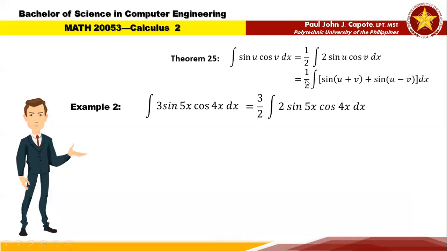So why is it 3 halves? Because applying the theorem, we already have a multiplier, 1 half. And then we will apply the integral of the product. So this constant 3, multiply natin sa 1 half. And so we have 3 halves times the integral of 2 sine 5x cosine 4x dx. And then we will apply theorem 25 to evaluate the integrand. And so we have 3 halves times the integral of sine 9x. Why does it become sine 9x? Because following the theorem, we have sine of u plus v. Our u is 5x and our v is 4x. So we add these two functions of x, resulting in 9x. Plus, we have sine of u minus v, so 5x minus 4x is x.